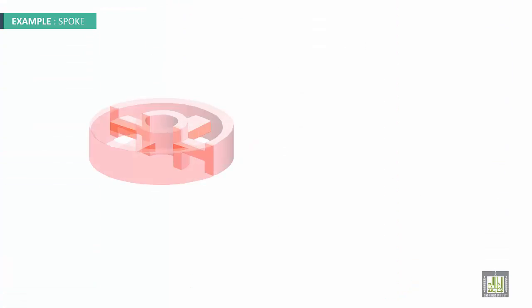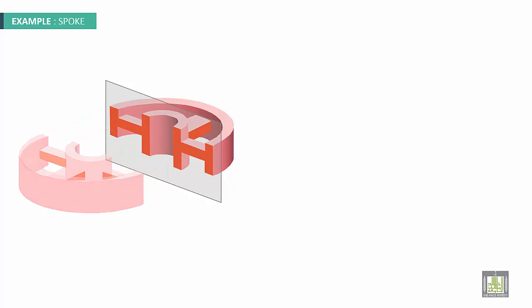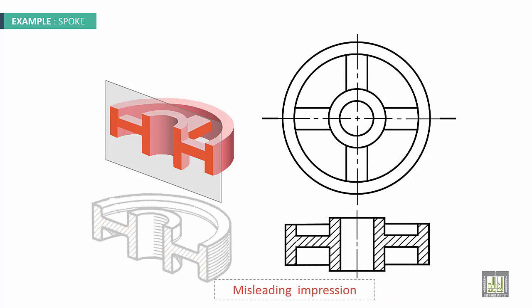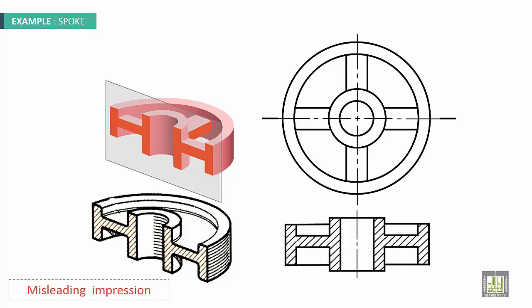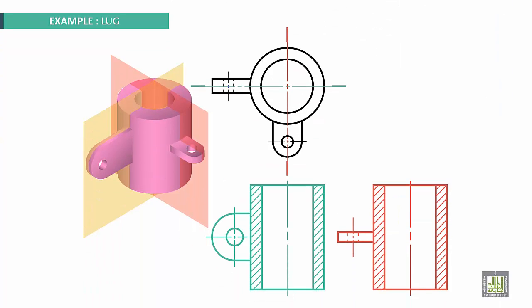Example for the spoke. If we make section like that, this is the representation. With that, we have misleading impression. What we have to do, we have to remove section lines from here, from the spoke. Now it is good.